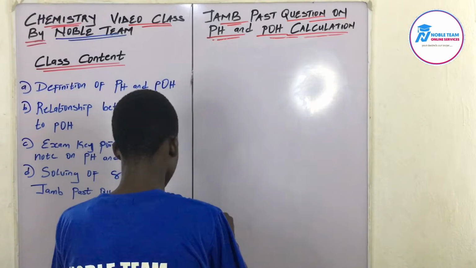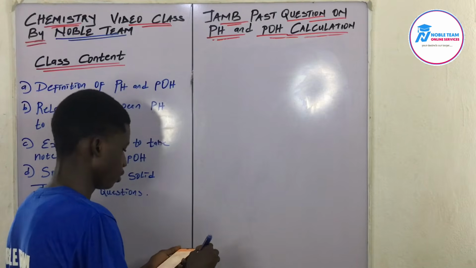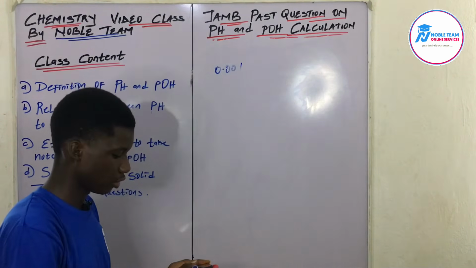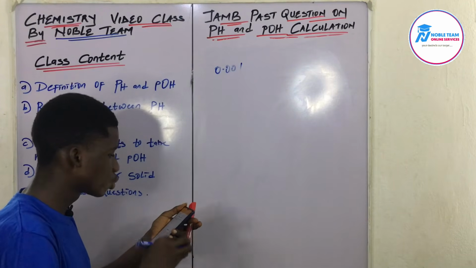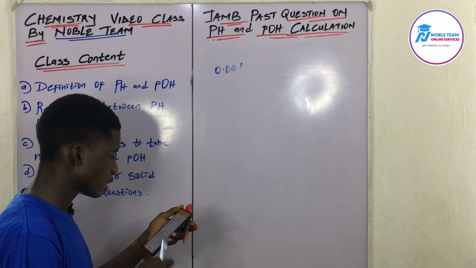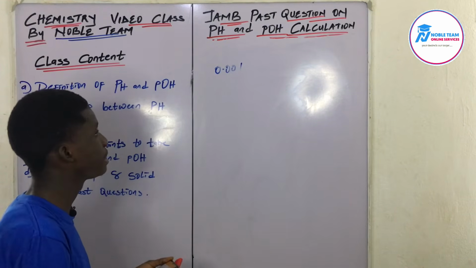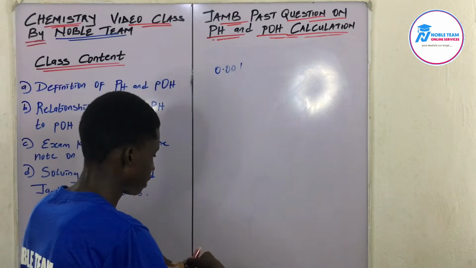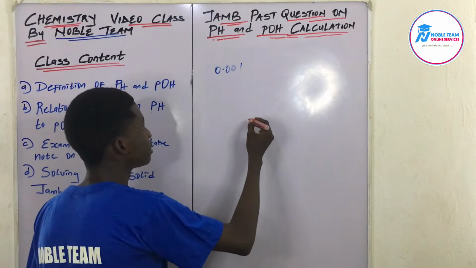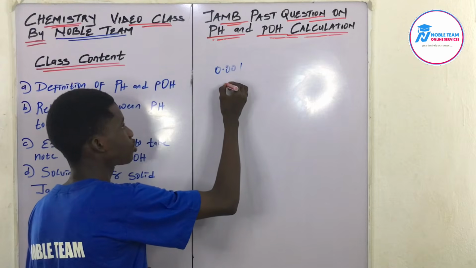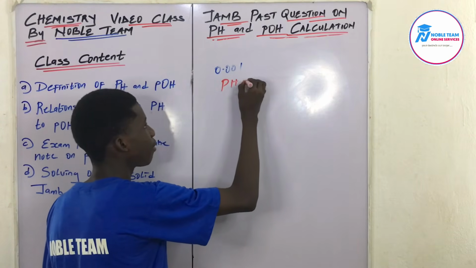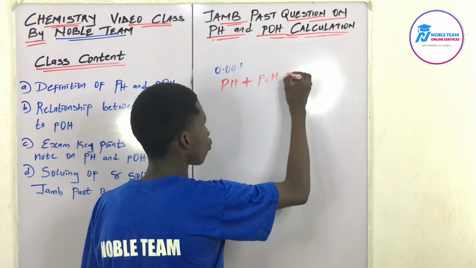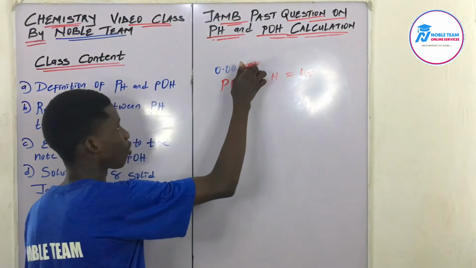Now, I have it to be 0.001. This is what I have according to the question. So we are asked to get, they said what is the pH? Yes, we are asked to get the pH of this particular solution. Now what am I going to do next? My next thing to apply is the pH of this. So it is going to be pH added to pOH is equal to 14.